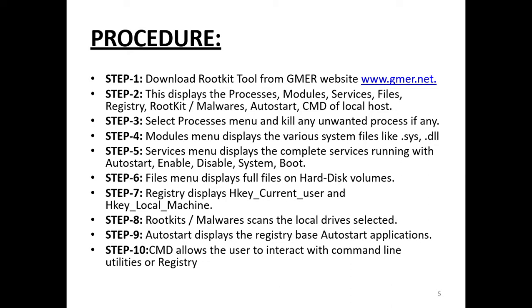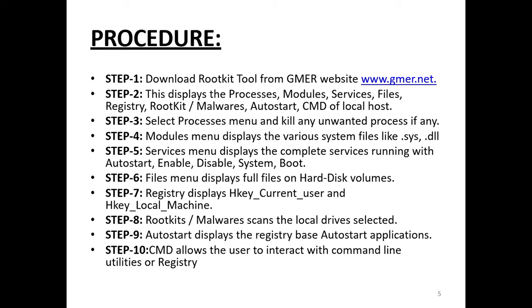In step 4, module options display the various system files like .sys and DLL. In step 5, the services menu displays the complete services running with auto start, enable, disable, system boot, etc. In step 6, the files menu displays full files on the hard disk volume, meaning the total number of files stored in the hard disk is displayed in the file menu.